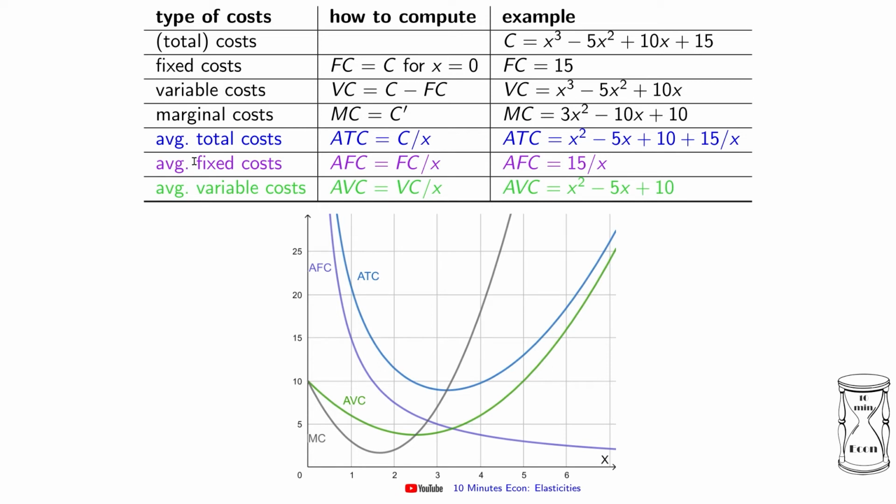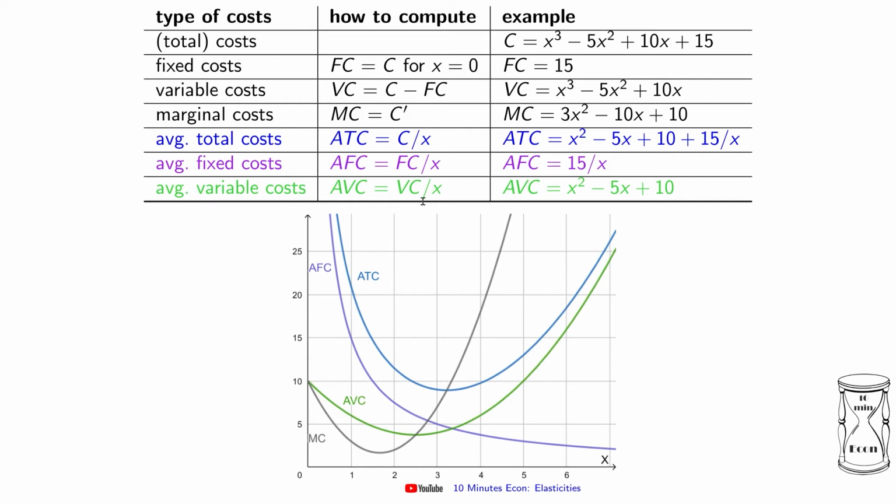The average fixed costs, well, that's not a big surprise. You take the fixed costs and divide them by the output that you're producing. And the point is, you just take the 15 and divide it by X. And that's why, obviously, the average fixed costs are decreasing with the output that you're producing. Some people call this fixed cost regression. Well, you just divide the fixed costs by more and more units of the output. And finally, you have the average variable costs.